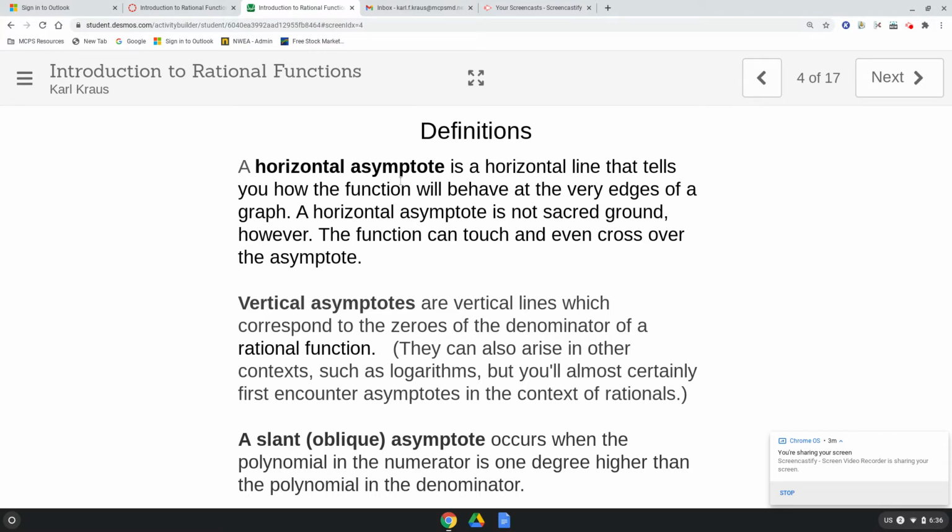So definitions. A horizontal asymptote is a horizontal line that tells how the function will behave at the very edges of a graph. The horizontal asymptote is not sacred ground, however. The function can touch and even cross over the asymptote.